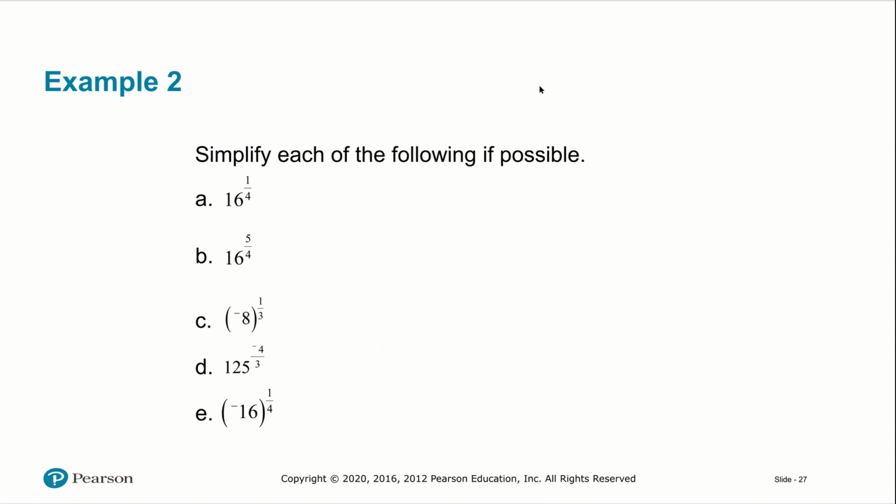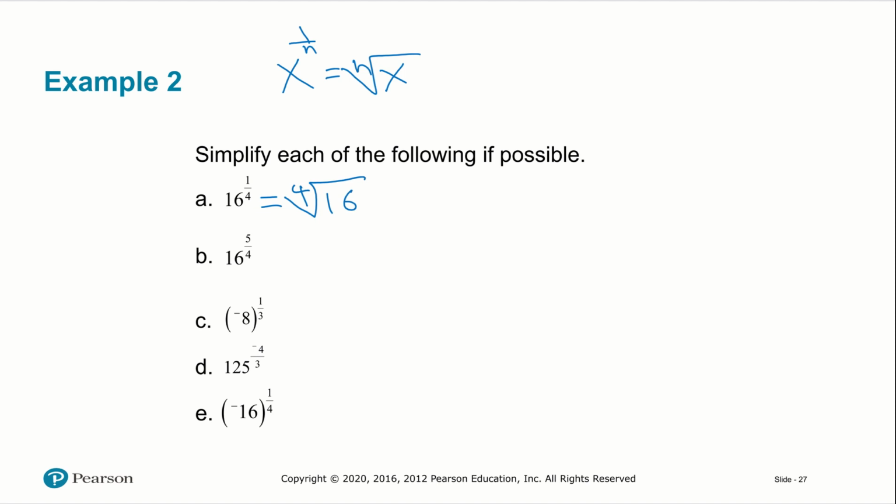All right, for our last example, let's go ahead and see if we can figure out what each of these expressions are. So notice here, with the first one, we have 16 to the power of 1/4. Now remember, the rule tells you that x to the 1 over n is the same as the nth root of x, right? So this can be written as the 4th root of 16.